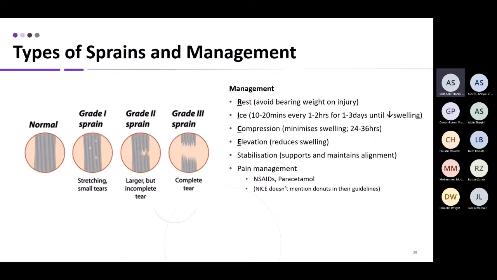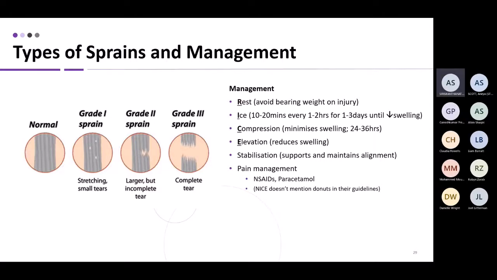So your basic management is RICE, so rest. So avoid weight bearing on the injury. Icing it for about 10 to 20 minutes every few hours for a few days until the swelling's gone down. Keeping it compressed, so like bandaging it, for example, to minimize the swelling, and usually do that for about 1 or 2 days. And then keeping it elevated, so you don't have all the fluid pooling around the joint.